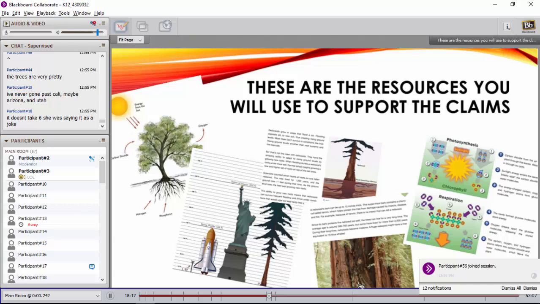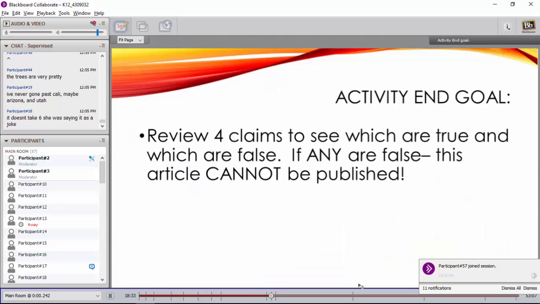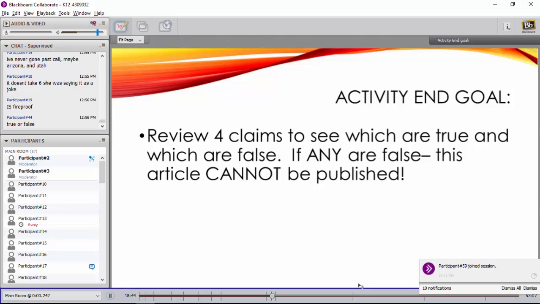So we're going to look at these 5 articles, A, B, C, D, and E, they're labeled on yours. We're going to use these resources, and these are already true. These are fact-checked good articles that are supporting or not supporting the Redwoods article. Okay? So our end goal today is we're going to review 4 claims from here to see which ones are true and which ones are false. Everyone clear? All right. So we understand our objective.